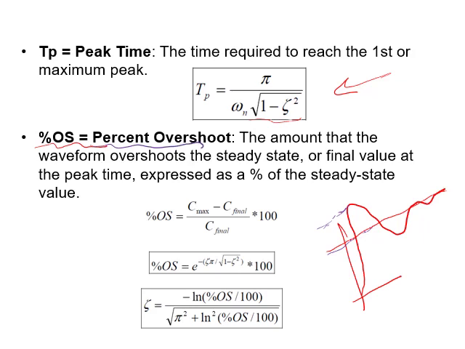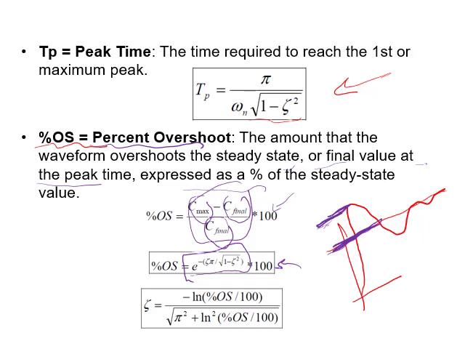It says here the amount by which the wave overshoots the steady state or final value at the peak time, usually expressed in percentage. How to calculate it? We calculate it as C max minus C final over C final, times 100. C max means this point. C final is the final value. Multiplied by 100%, you will get the percentage of overshoot. Or we can calculate it in terms of zeta. It is equal to exponential of minus zeta pi over the square root of 1 minus zeta squared, all times 100%. So you can calculate it either with this exponential times 100% or this ratio times 100%.